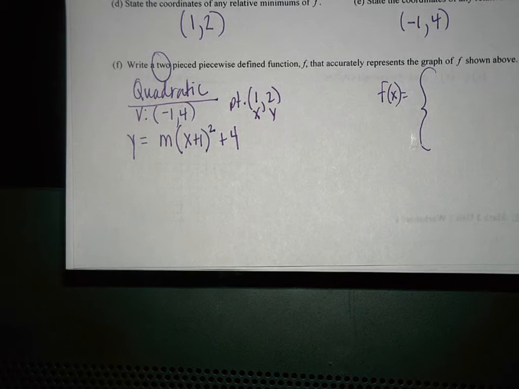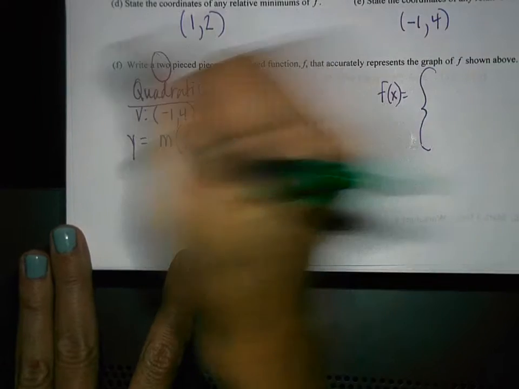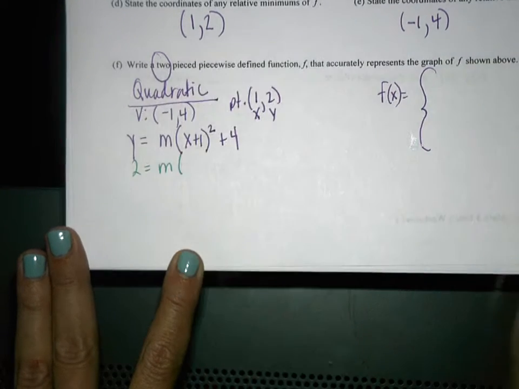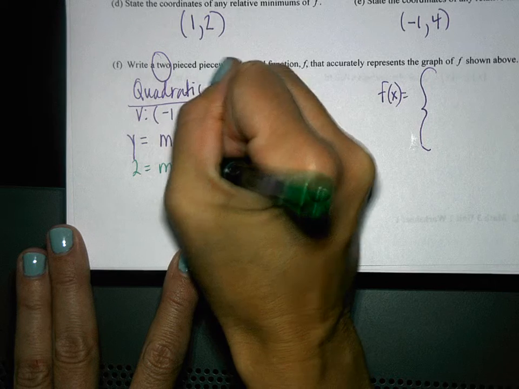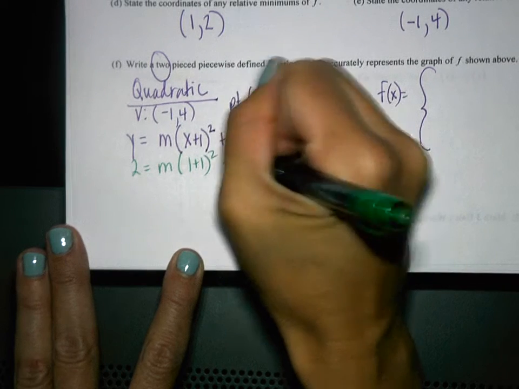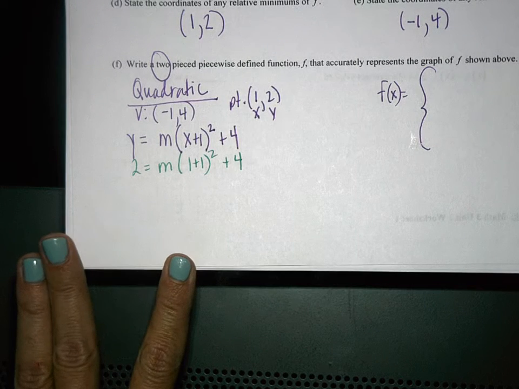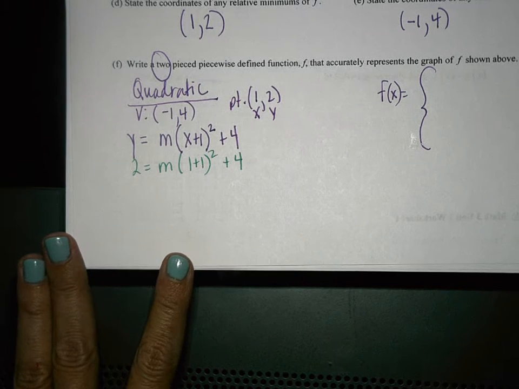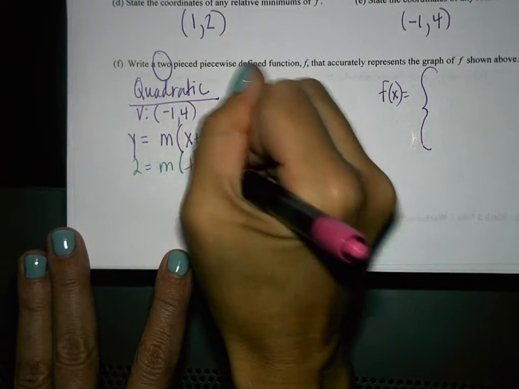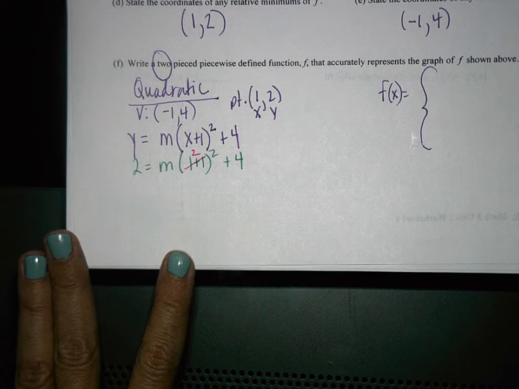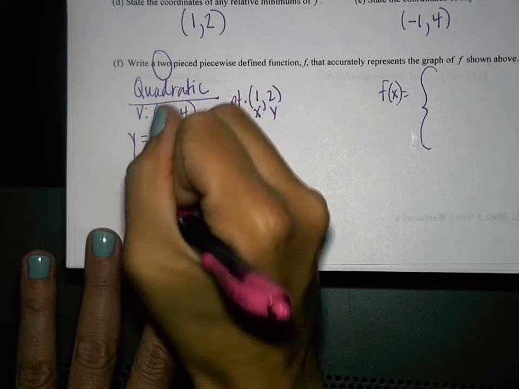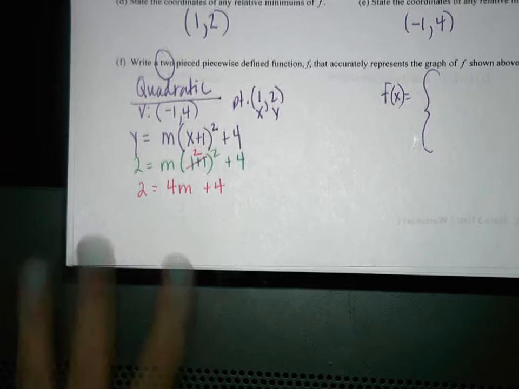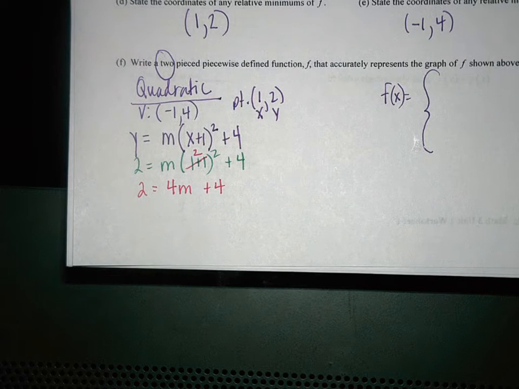So we go here, and we have 2 equals m parenthesis, and then I'm going to write 1 plus 1 squared plus 4. Okay, 1 plus 1 is what? 2. And 2 squared is what? 4. So I have 2 equals 4m plus 4. Is everybody okay with me kind of doing some shortcuts there?